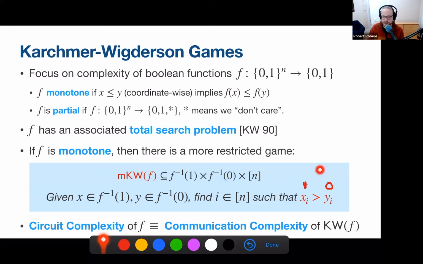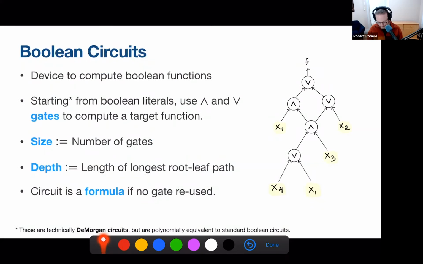And such a coordinate must always exist, because if it didn't, then x would be less than y, but then f of y would be 1, which is a contradiction, right? And this game will turn out to be very important for us. The monotone game turns out to be very important, as we'll see.